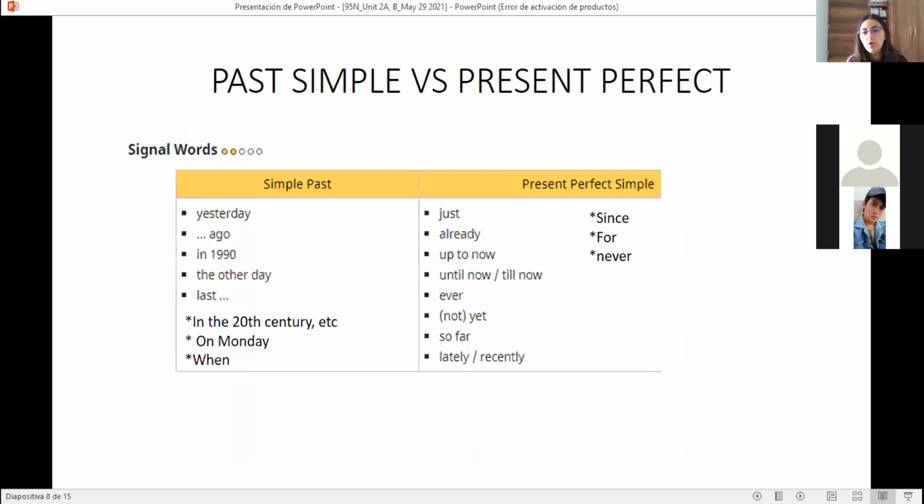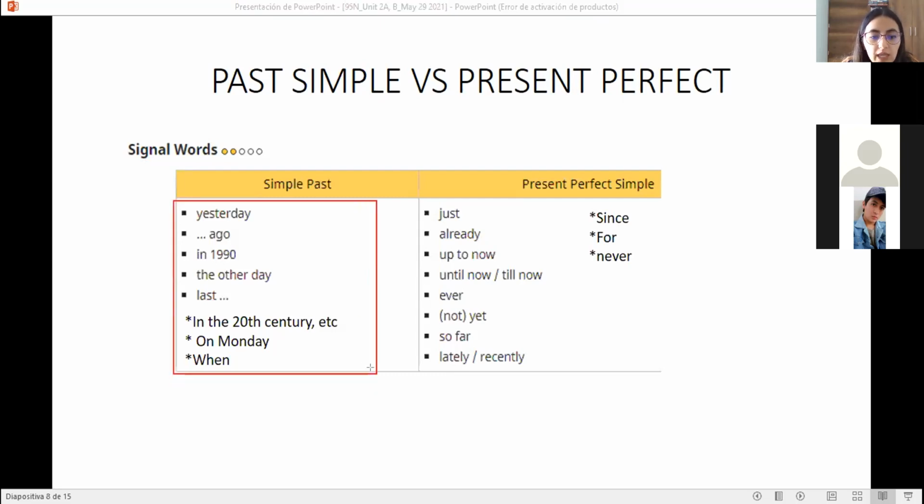You have some signal words or time expression words that are going to be a huge help to you when you are discovering which tense you should use. Okay, so here we have a small chart with these time expressions. So probably when you see in a sentence words such as yesterday, ago, in 1990, the other day, last year, last month, last week, in the 20th century, on Monday, on Friday, on Tuesday, or the word when, you have a high percentage to use past simple. Okay. Cuando veamos este tipo de palabras como yesterday, ago, todas las demás de esta columna, nos está indicando que vamos a utilizar un past simple, un pasado simple, ¿sí?